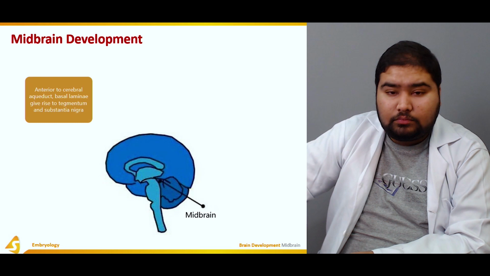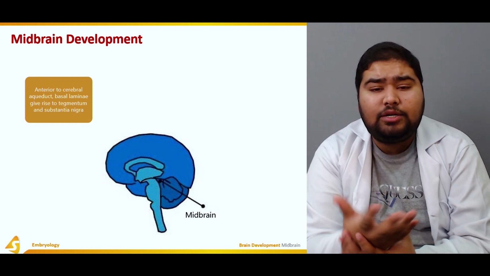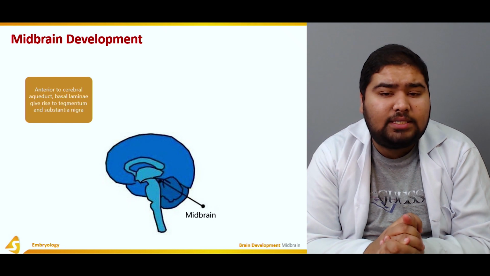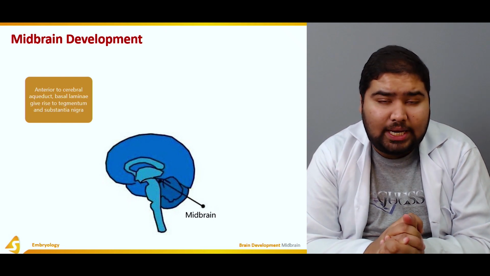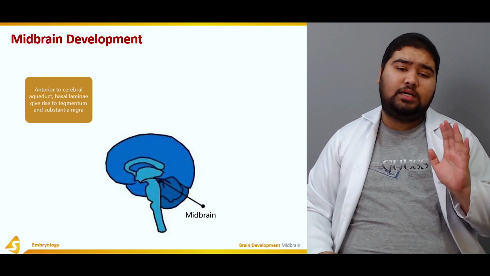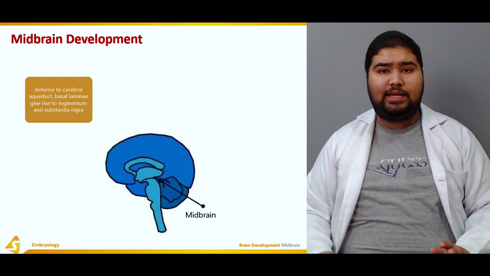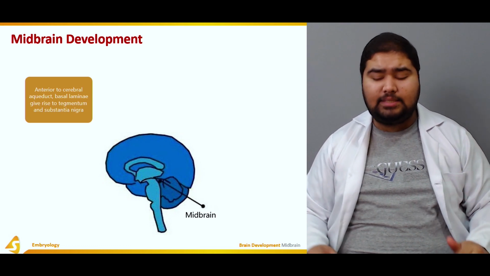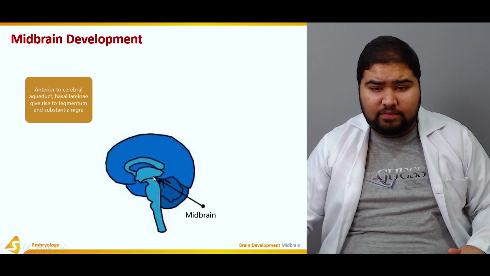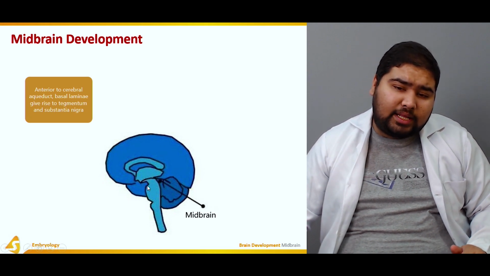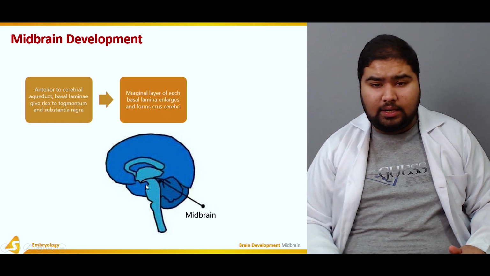Now anterior to the cerebral aqueduct, the basal laminae give rise to the tegmentum and substantia nigra. So there are two important structures formed anterior to the basal lamina, the tegmentum and the substantia nigra. Here in the figure you can see this is the area of the midbrain. In this region lie the tegmentum and the substantia nigra.